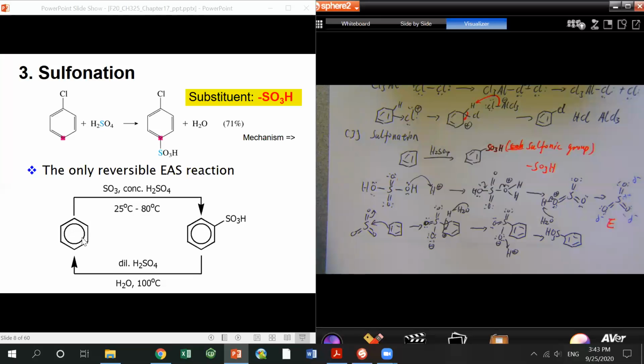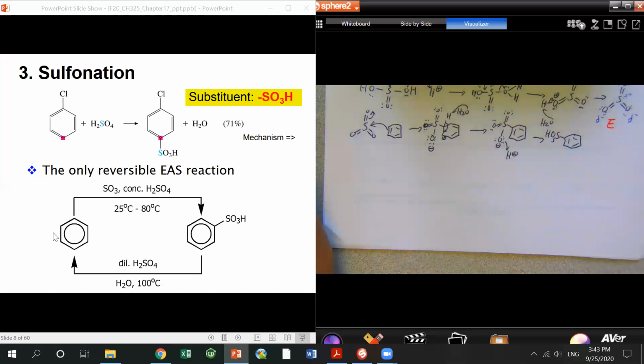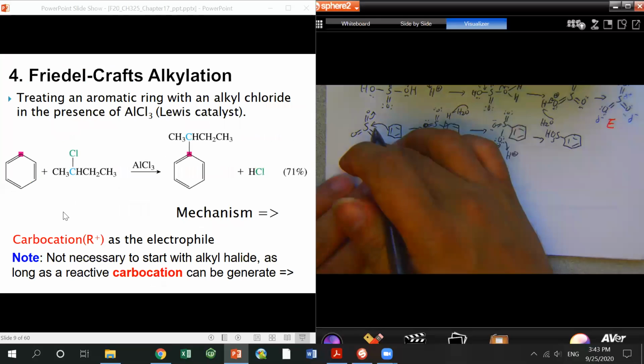So that's a very useful reaction, which we can apply later in synthesis design. That's just a little bit to keep in mind. Okay, and then we move to the next ES reaction.